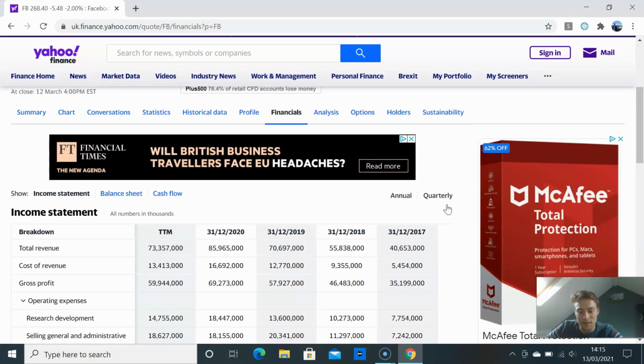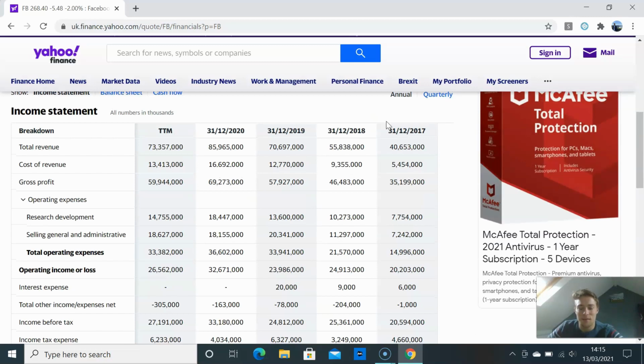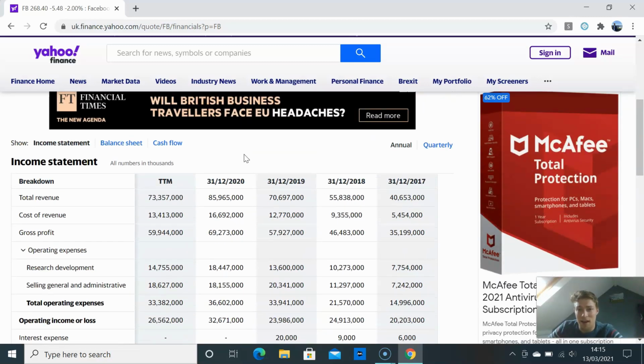And that's the income statement. I hope you understood that okay. Basically it's just saying what the company is making and what are its costs, what's its take-home pay.